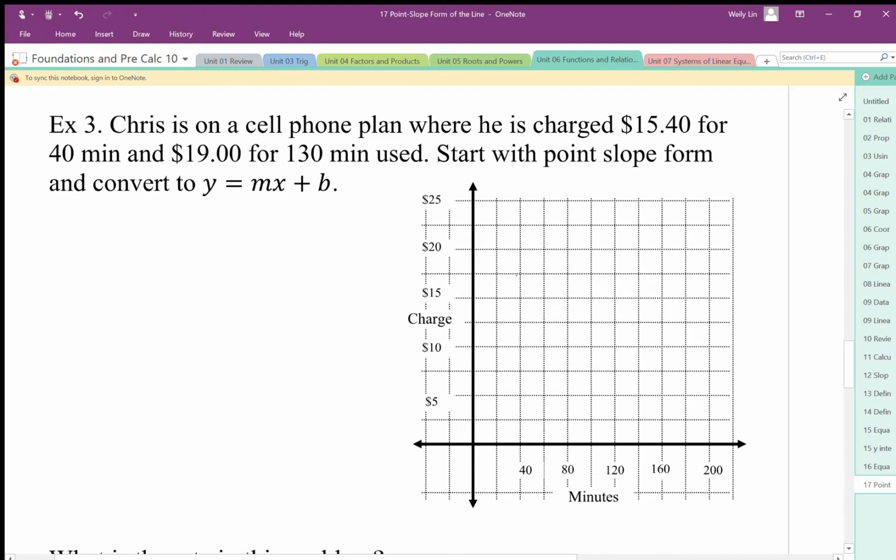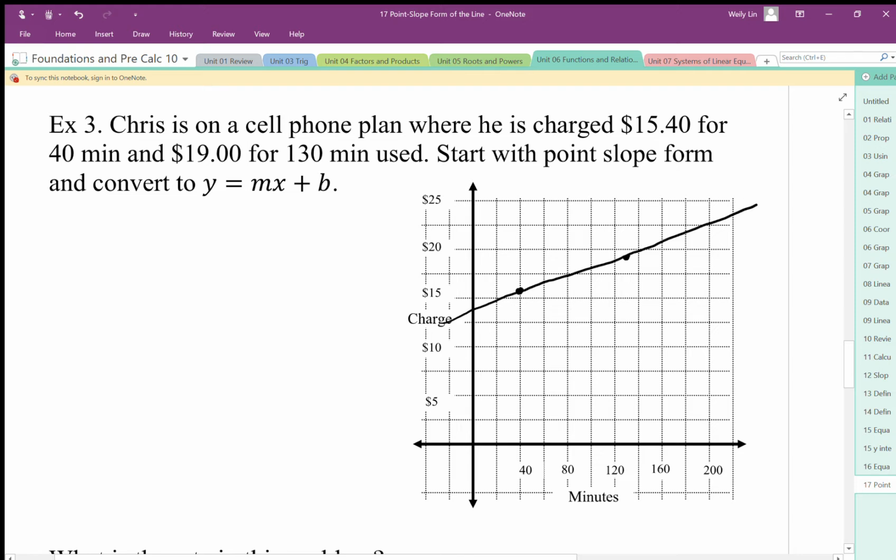So the x is 40, the y is $15.40. So that's going to be maybe somewhere around here. For 130 minutes, so this is 140, 130 is going to be right in between here, and it's going to go all the way up to $19. So $19, let's say right about here. And so there's my linear relationship.